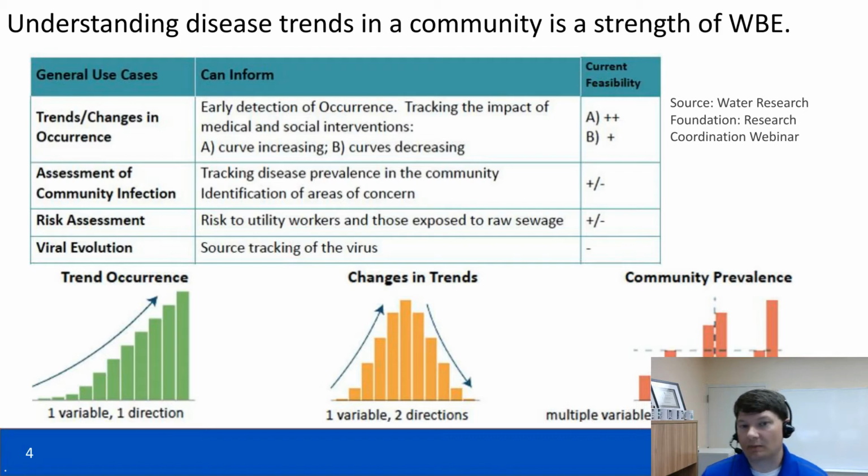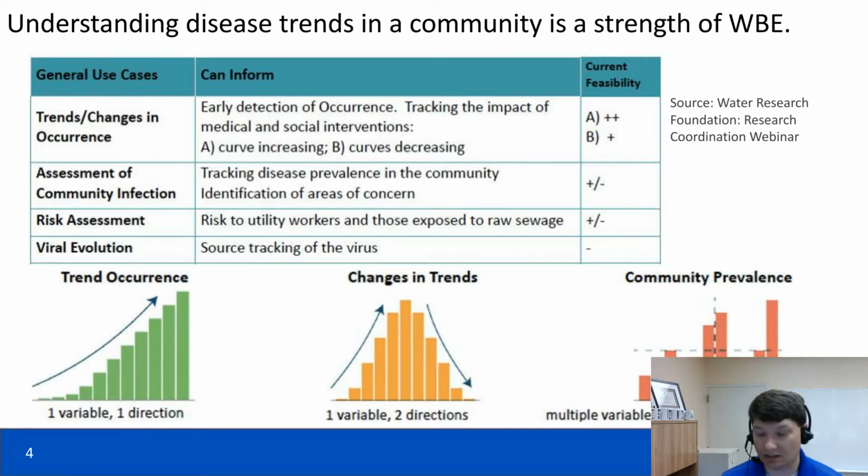One of the strengths of wastewater-based epidemiology is understanding trends of disease in a community. And so when we look at what wastewater-based epidemiology efforts can do, it allows us to see those trends and changes in occurrence. And so one of the things that has been mentioned many, many times is this idea of early detection of occurrence. And so when papers were first starting to come out about SARS-CoV-2 monitoring in wastewater, there was lots of research out there saying that we were detecting this in the wastewater 5 days before the clinical tests were showing positive cases.